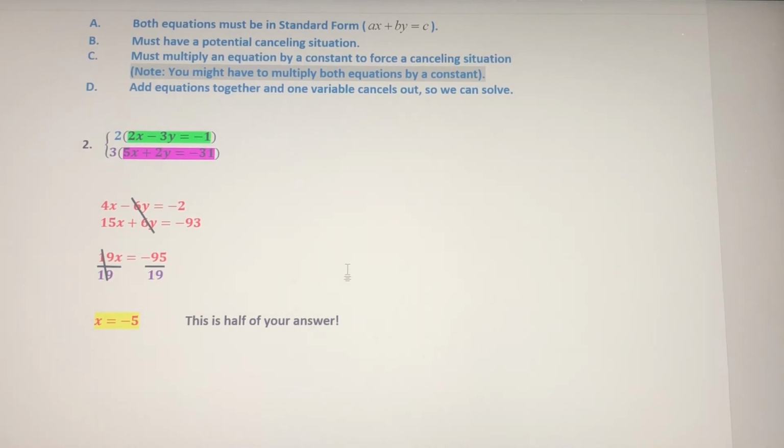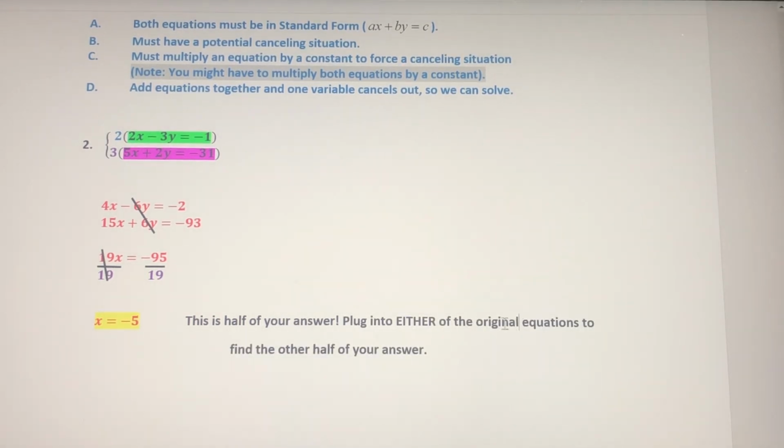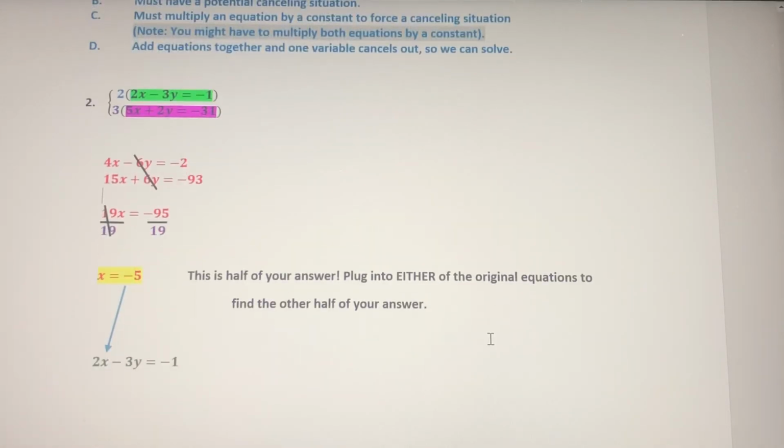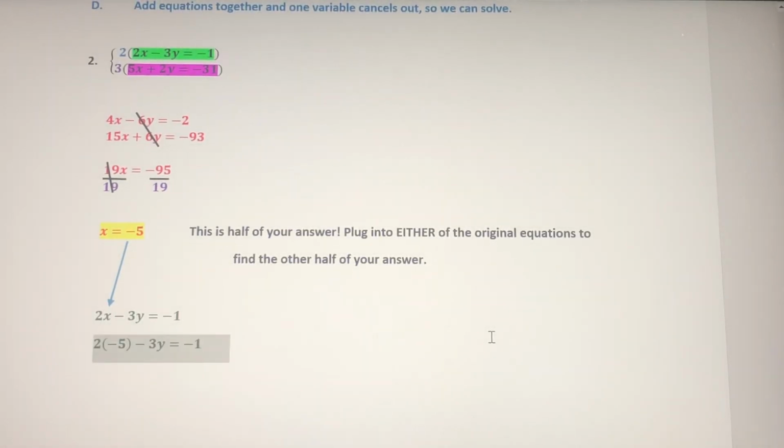So remember, I want to plug into one of the original equations, always important to remember that. So I'm not going to use one of these two, just in case I made a mistake. Either one of these we could use. I'm going to use the first one, 2x minus 3y equals negative 1. So as always, I'm going to substitute negative 5 in this case for x. Let me scroll down a little bit. So that gives me 2 times negative 5 minus 3y equals negative 1.